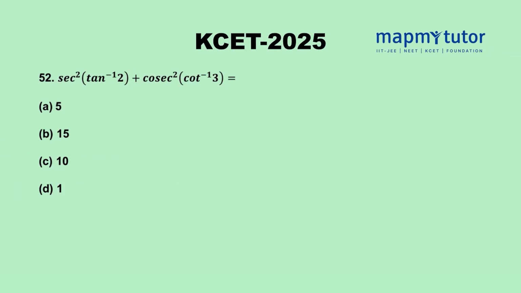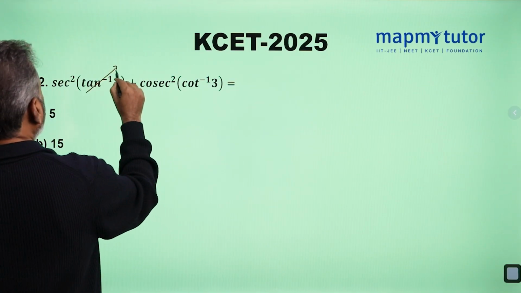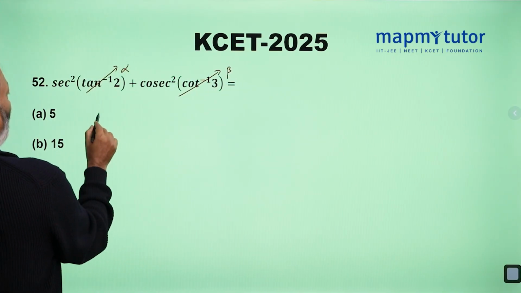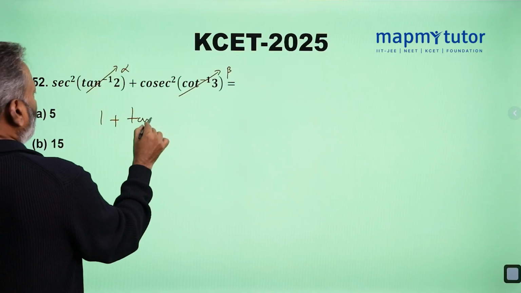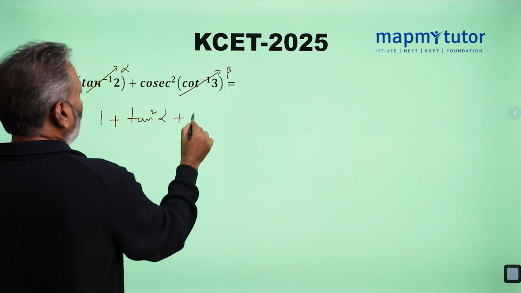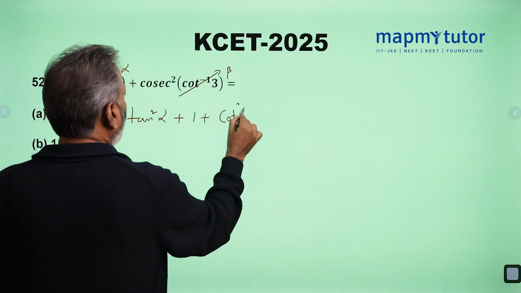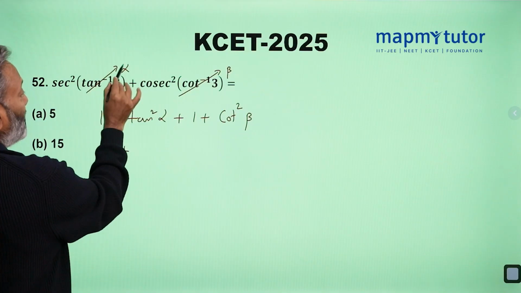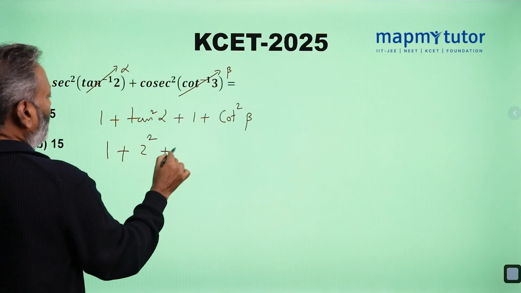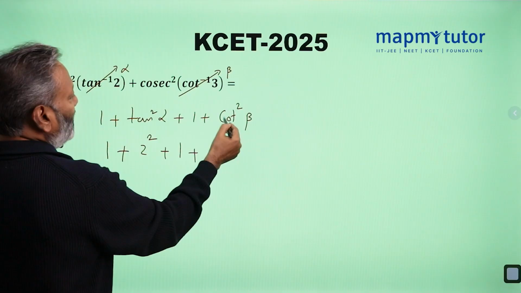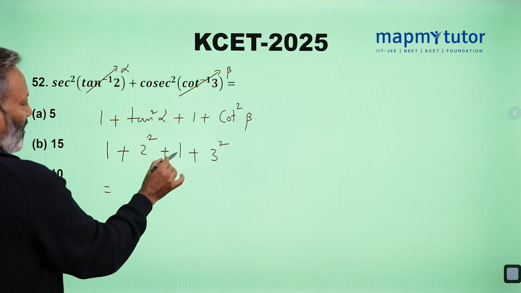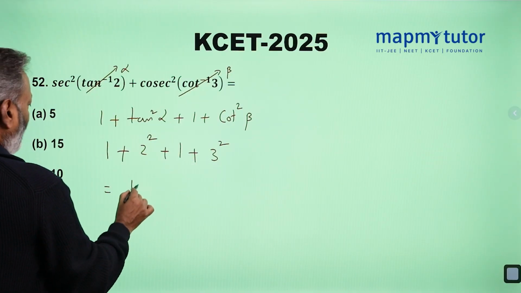Again, trigonometry and inverse trigonometry based question. What is secant square theta? Let me consider this tan inverse 2 as alpha and cot inverse 3 as beta. Secant square alpha is 1 plus tan square alpha. Cosecant square beta is 1 plus cot square beta. And therefore, it is simple now. Tan inverse 2 is alpha, so tan alpha is 2, squared. And cot inverse 3 is beta, therefore cot beta is 3, squared. So 1 plus 4, 5, plus 1, 6, plus 9, 15.